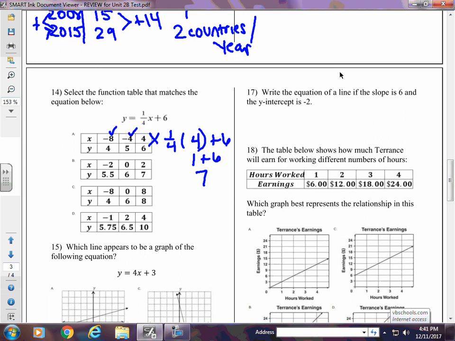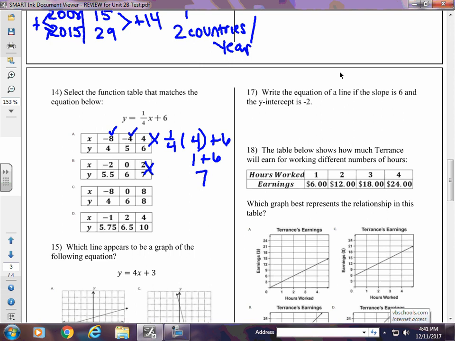So now we want to check the next one. If I go to put in a -2, we don't want to use -2 because 1/4 times -2 is going to give us -1/2. But if we did use it and then we added 6, we would get 5.5. But when we go to put in the +2, that would give us 1/2 plus 6, which is 6.5. So that would throw out this last one again.